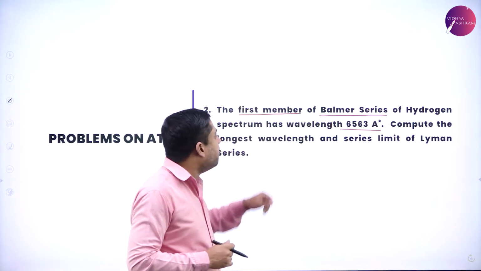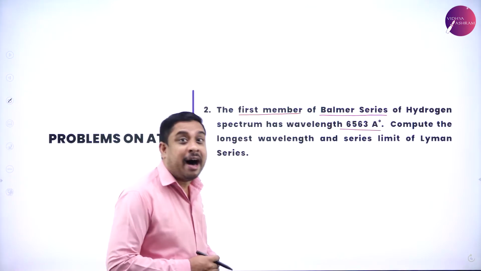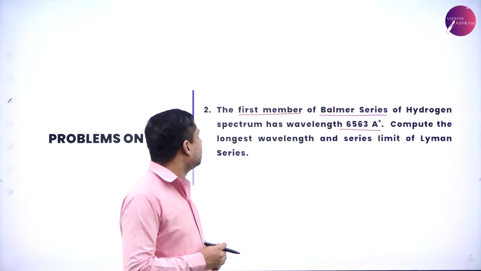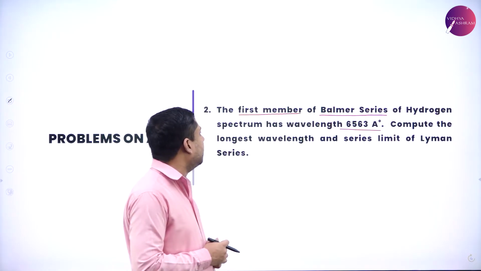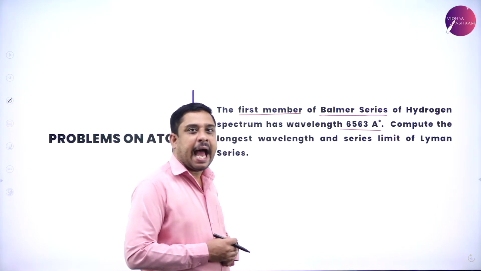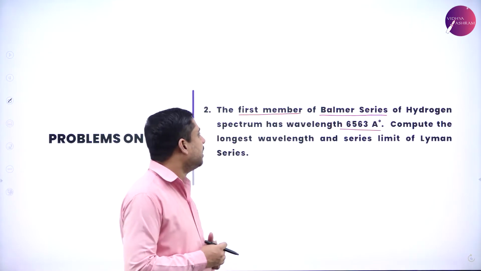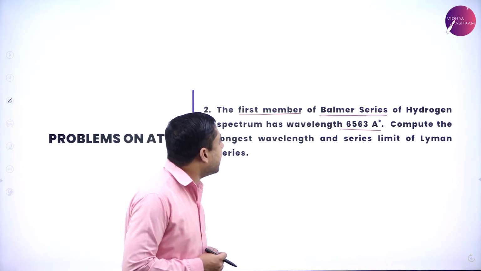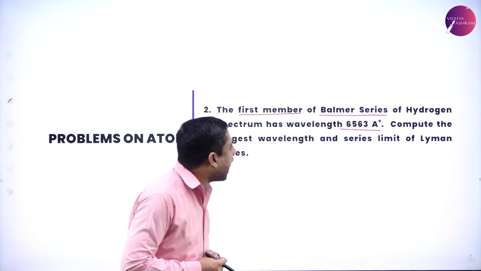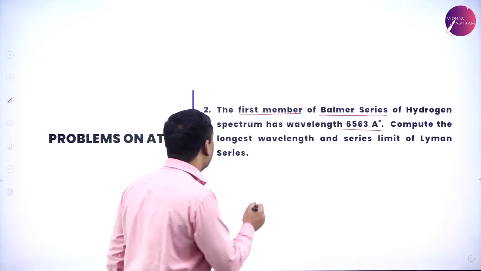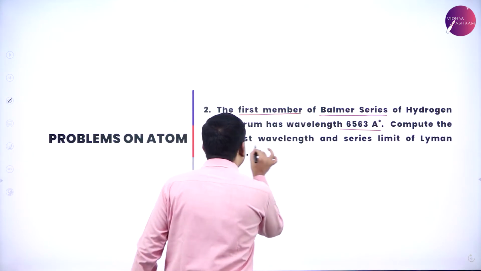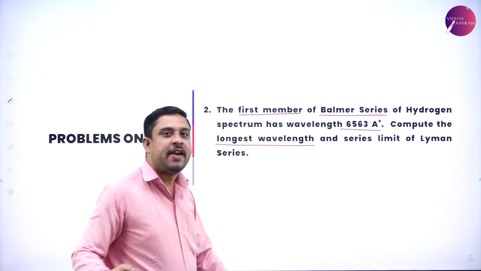First member of Balmer series of hydrogen spectrum has wavelength 6563 angstrom. Compute the longest wavelength.